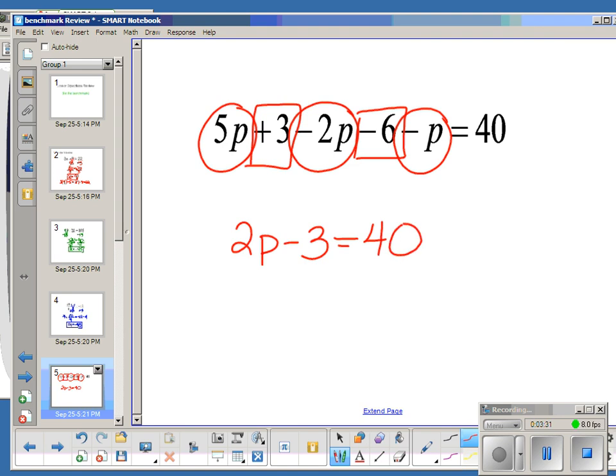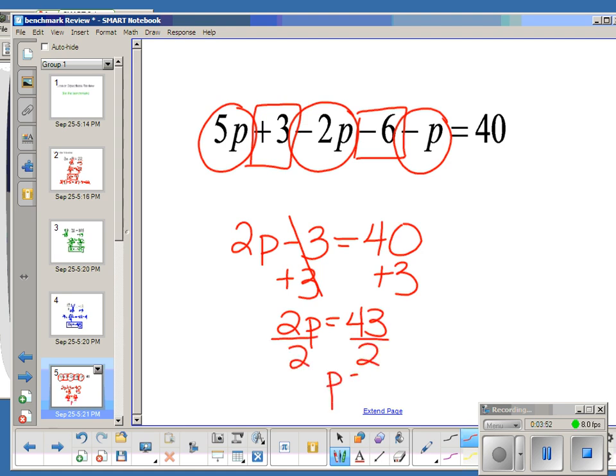Now we're back to the same type of equation that we started with. If you can finish this, pause the video. Hopefully you just did the simple two-step part. Add 3 to both sides. 2p equals 43. Divide by 2. So p is going to equal 43 halves. You could convert that into a decimal in your calculator if you chose to. I like to leave them as fractions because I don't have a calculator around right now.